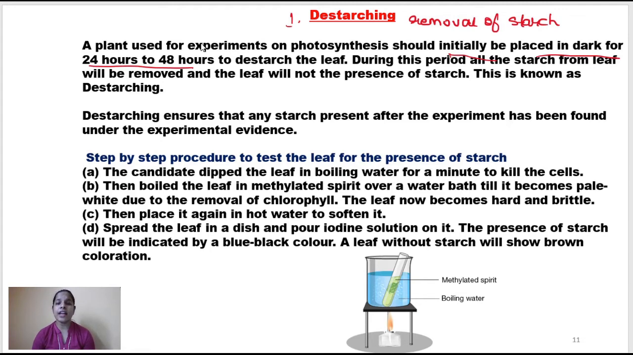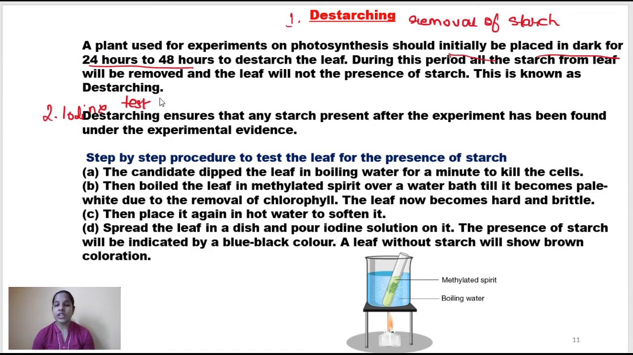The next thing is, how will we understand whether the plant has performed photosynthesis? This is understood by the iodine test, which is a second step. To perform the iodine test, there are a few steps we need to perform to check for the presence of starch.